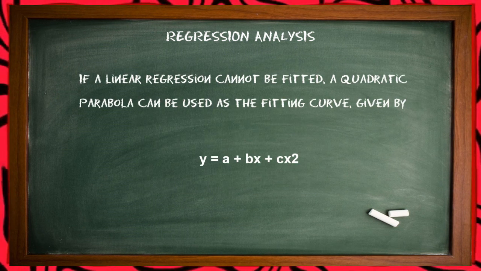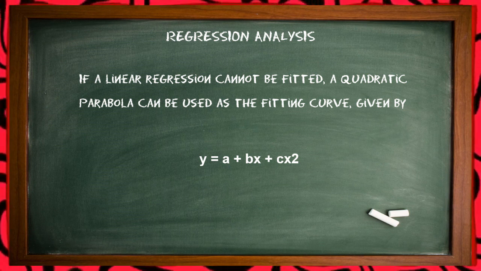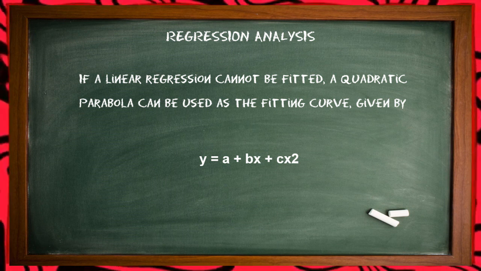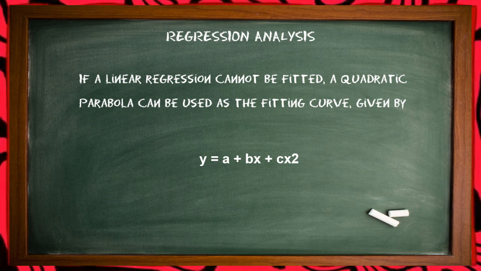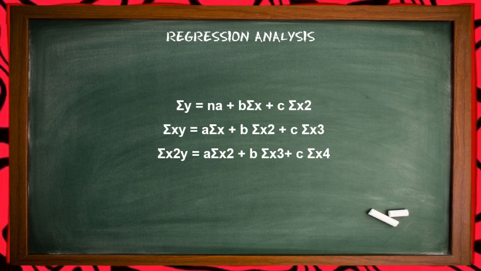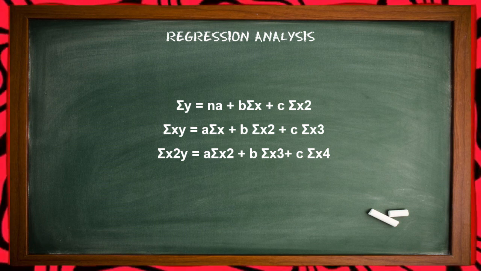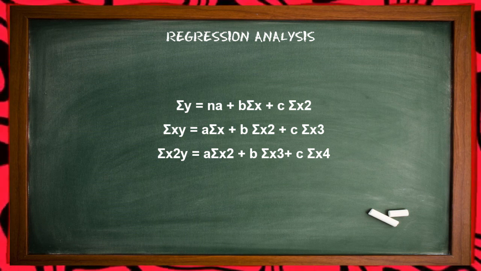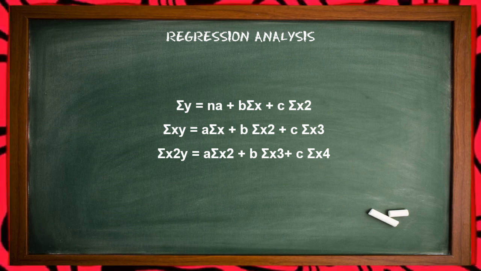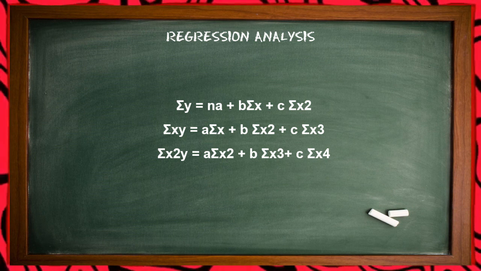If a linear regression cannot be fitted, a quadratic parabola can be used as the fitting curve, given by y = a + bx + cx squared. From the principle of least squares, a, b, and c can be obtained by solving the three normal equations, where n is equal to the number of pairs of observed values of x and y. The variables x and y, for instance, may be precipitation and the corresponding runoff, or gauge height and the corresponding stream flow, and the like.